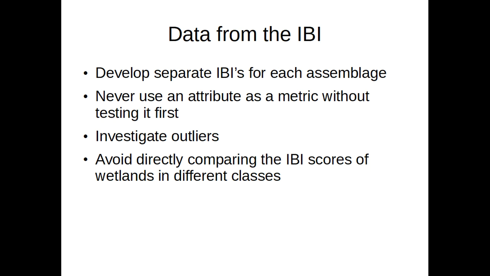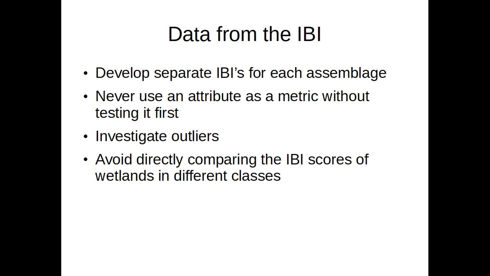Never use an attribute as a metric without testing it first. All sampling and analytical methods, including metrics, should be tested, verified, and calibrated to regional conditions before they are used in a new area of the country. Investigate outliers. Scatter plots of the metric or IBI values of individual wetlands plotted against a disturbance gradient often have outliers or values that are inconsistent with the majority. Investigation of outliers can identify important stressors and land use characteristics.